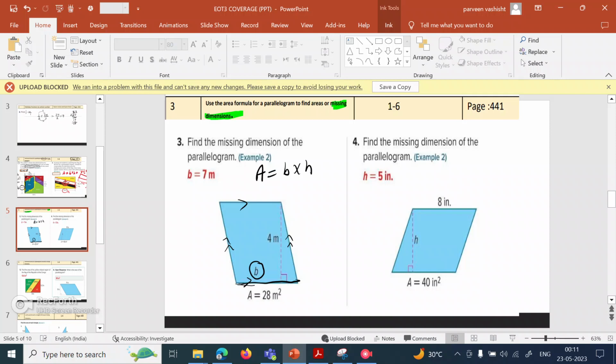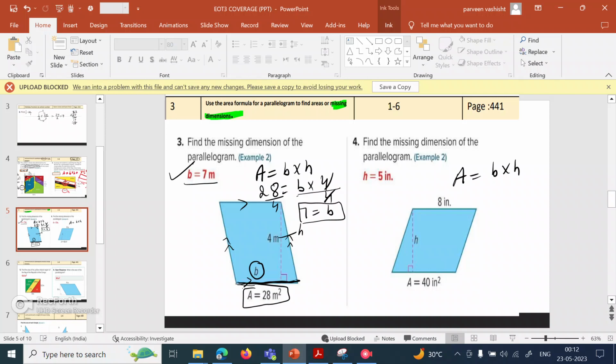So what is the formula for area? Base into height. But in this question, area is given to you, 28. Is base given to you? No, it is B. How much is height given to you? 4. So B multiplied by 4 is 28. So how can I find B? Divide by 4, divide by 4. So 28 divided by 4 is 7. 4 by 4 will become 1 and B is 7. So you can find the base as 7 meters.